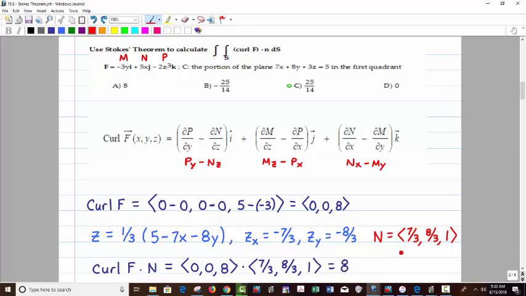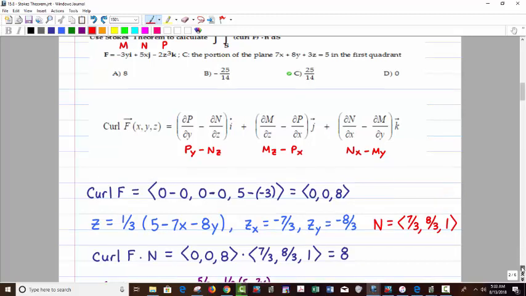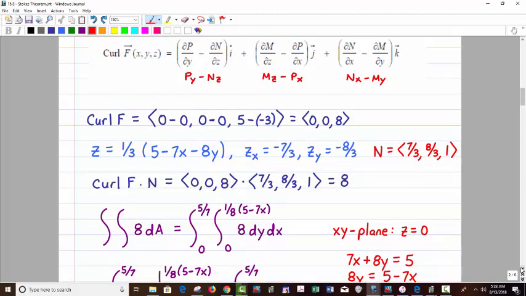So then remember the normal vector is the negative of zx, negative zy. So they're both negative. That changes them to positive, and then 1 is the constant third one. So now we have to do a dot product. Well, that's going to be super easy. 0, 0, 8, dotted with 7/3, 8/3, 1 will just be 8. So curl dot n, in this case, just equals 8.